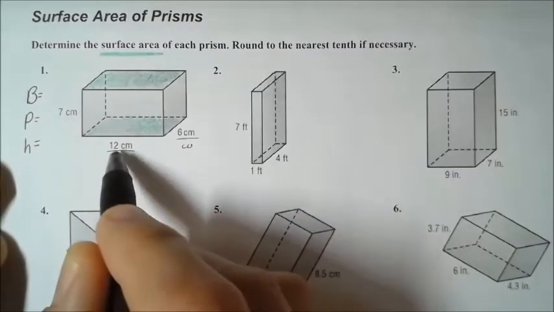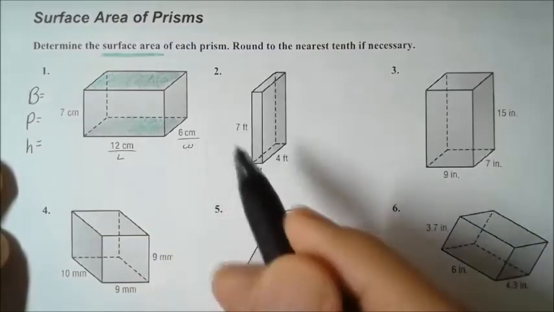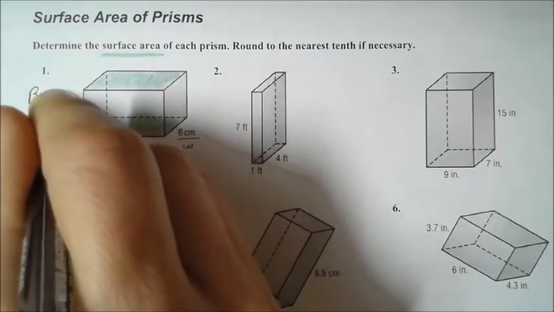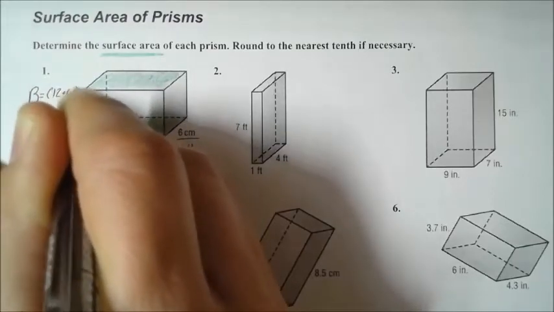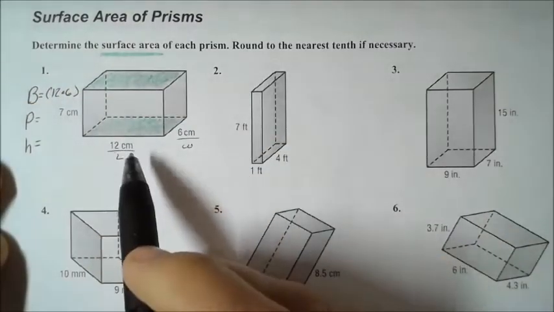So length times width, I'm going to say 12 times 6, and that's going to give me the area of the base. So the area of the base is 12 times 6. So that's the area of the base.